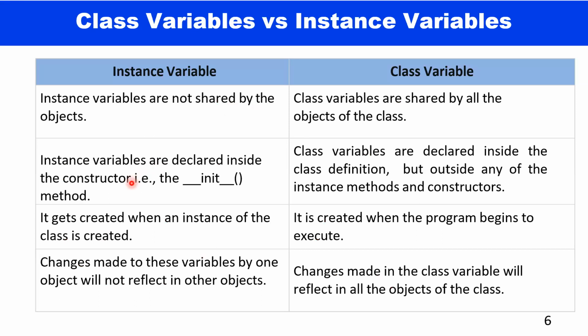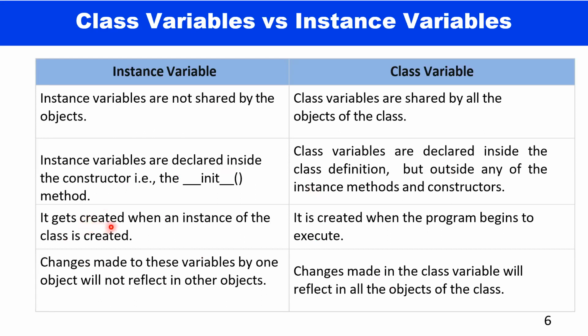And when it comes to declaration, instance variables are declared within the constructor, that means within the init method. On the other hand, class variables are declared inside the class definition but outside the constructor and outside the definition of the instance methods.